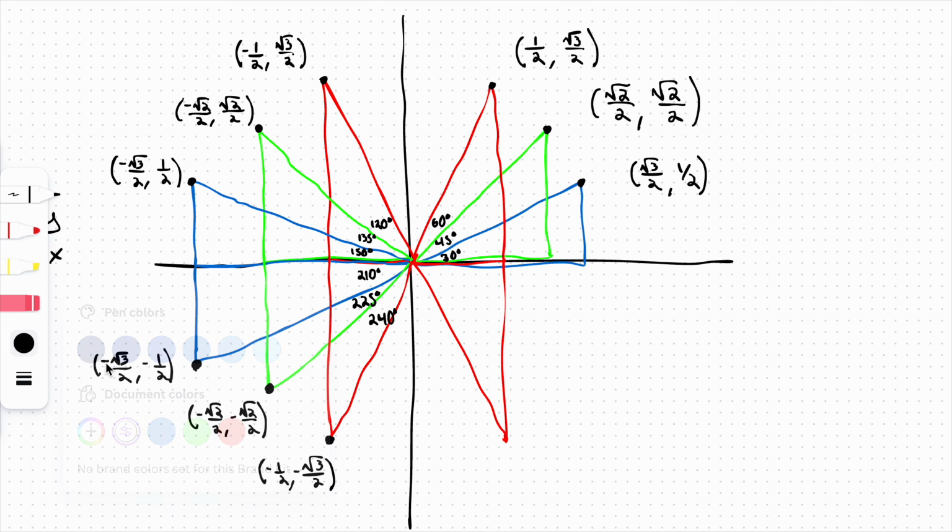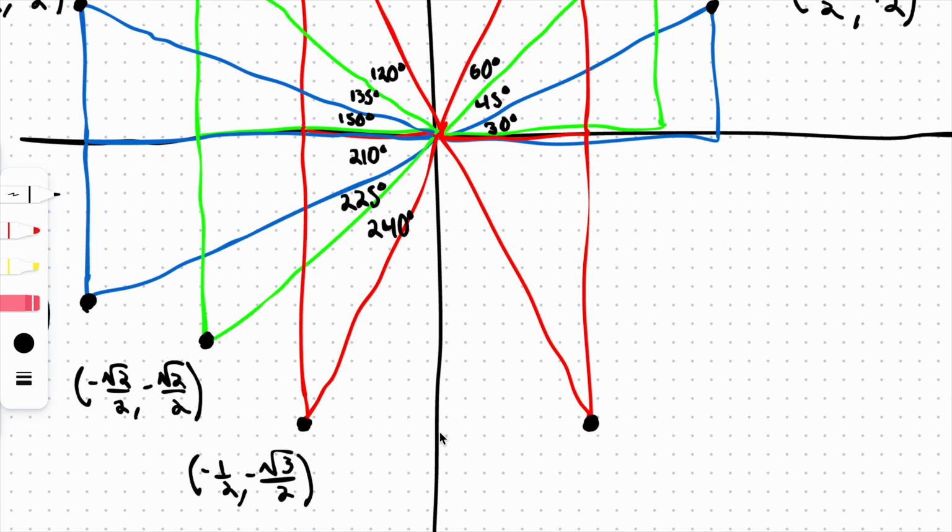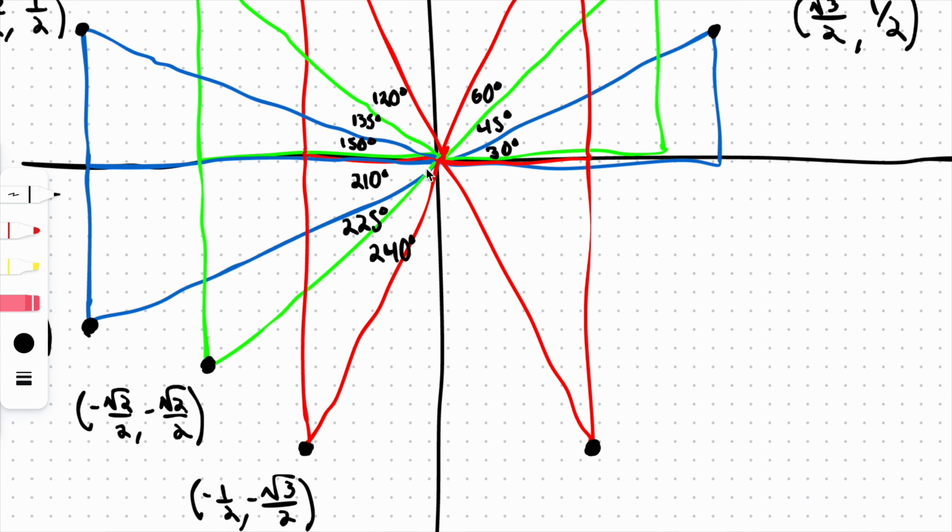And we end at this point. Okay, so let's think about the angle measure. Well, this is 180. So what angle would this be? This negative part of our x-axis. Well, it's 90 degrees more. So 180 plus 90 would be 270. So this is 270 degrees.